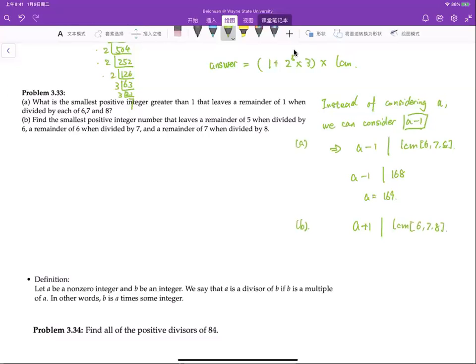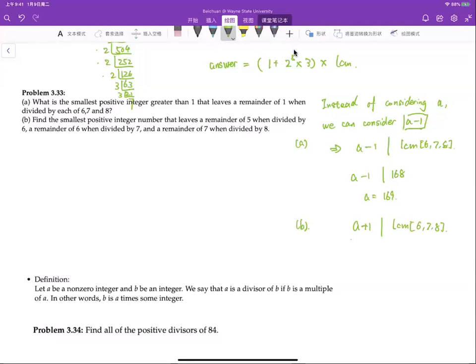Right? So if you add 1 and it's divisible by 6, that means if you divide A by 6, you have a remainder of 5. If you add 1 and it's a multiple of 7, that means if you divide A by 7, you have a remainder of 6. If A plus 1 is a multiple of 8, then that means if you divide A by 8, you have a remainder of 7.